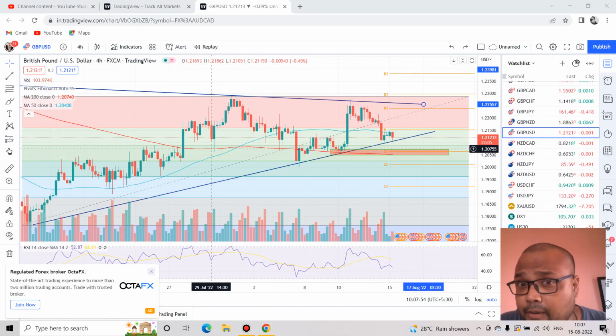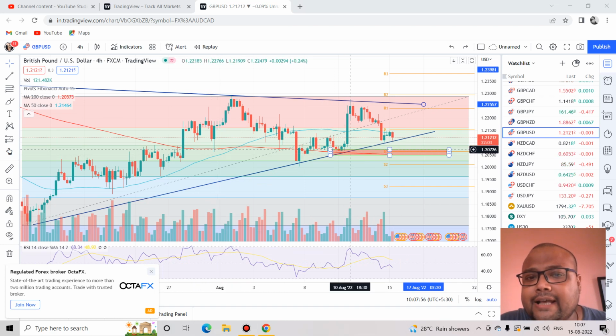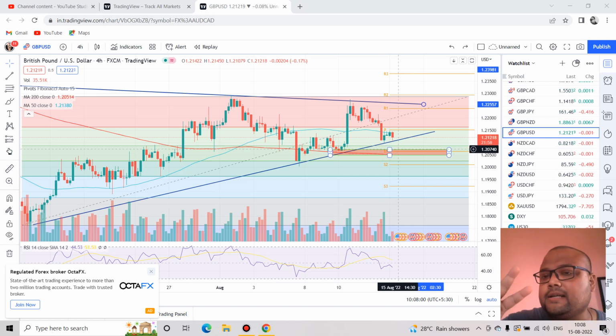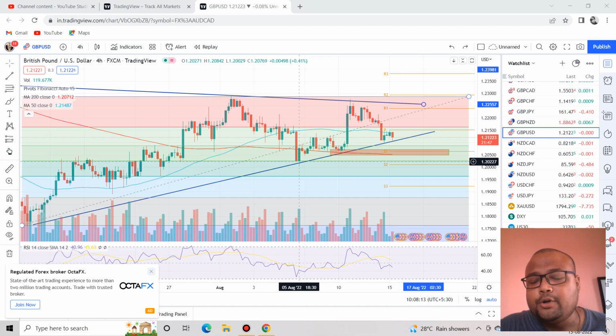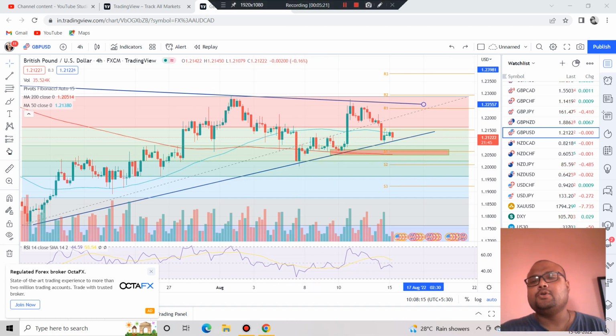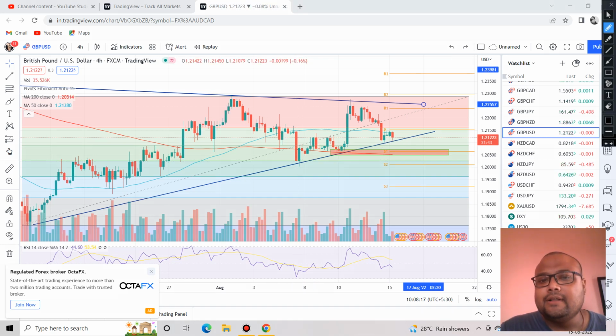previous price rejection from below around this area, and as you can see, the 200 moving average is also present here. So if we combine both factors, this level has a high chance of providing support to the market. And then the next support is the 1.2020 level. So these are the support levels for the market as of now.